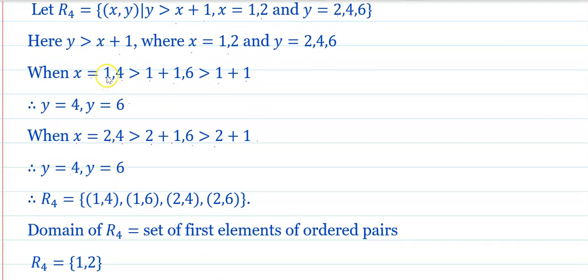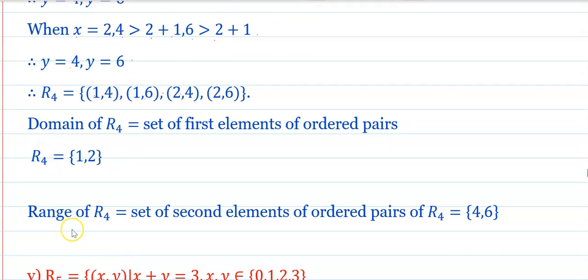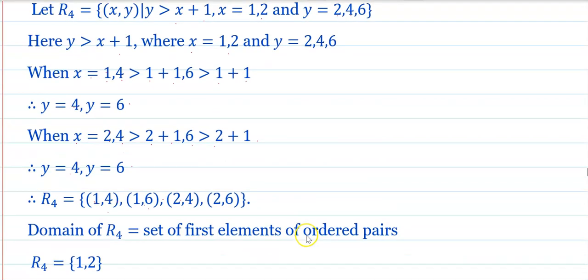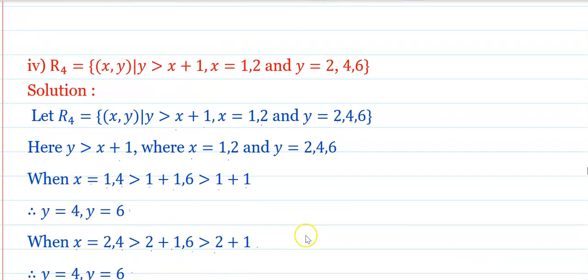First, see here, when 1 is taken we get (1, 4), (1, 6). For the second, (2, 4), (2, 6). Domain of R4 is the set of first elements of the ordered pairs, that is 1, 2, and the range of R4 is {4, 6}.